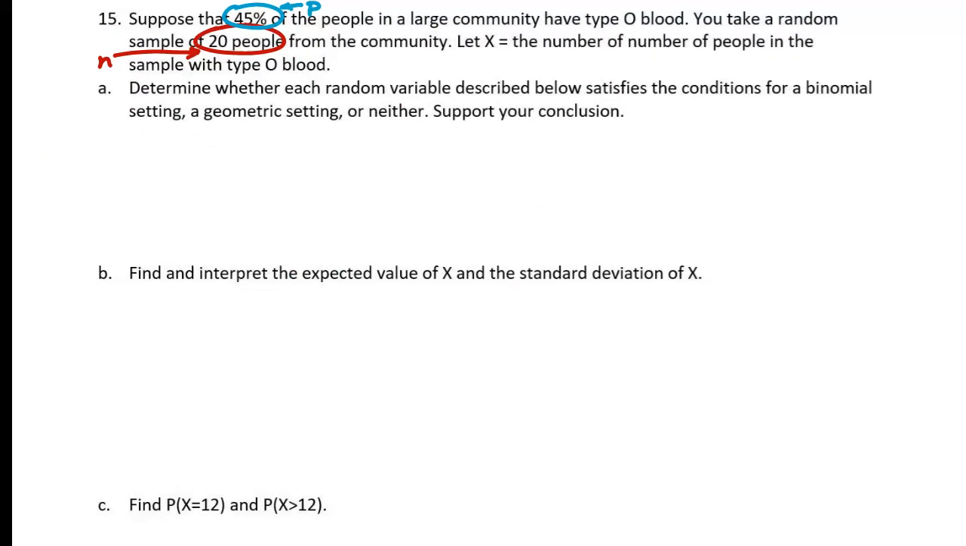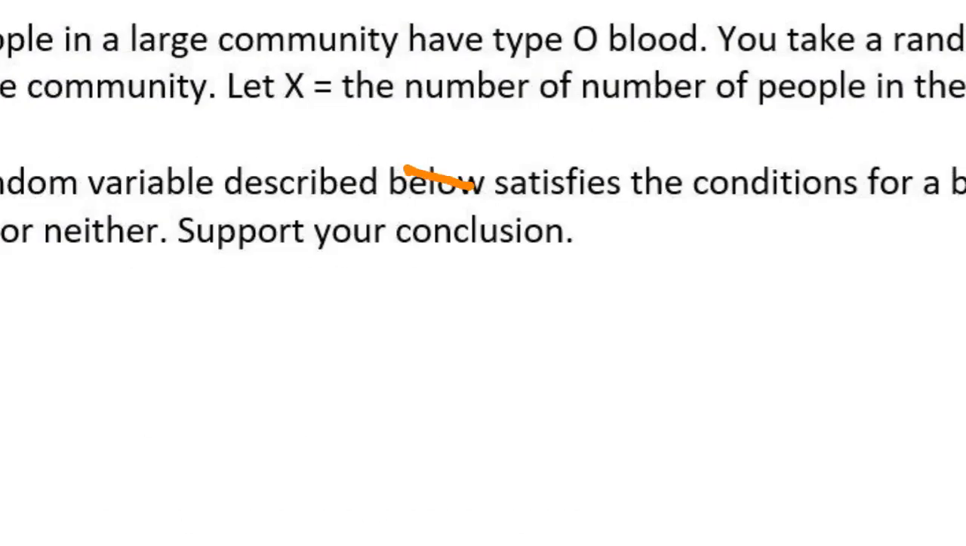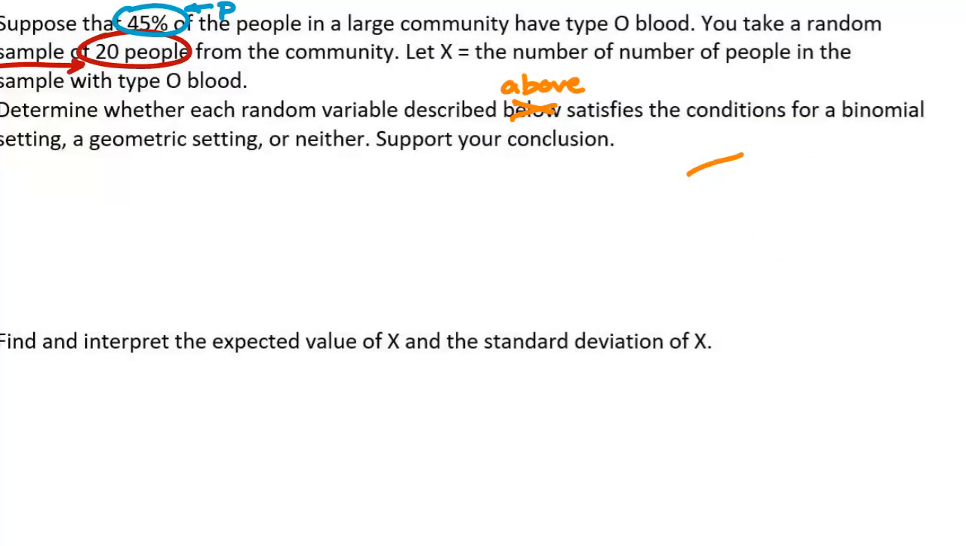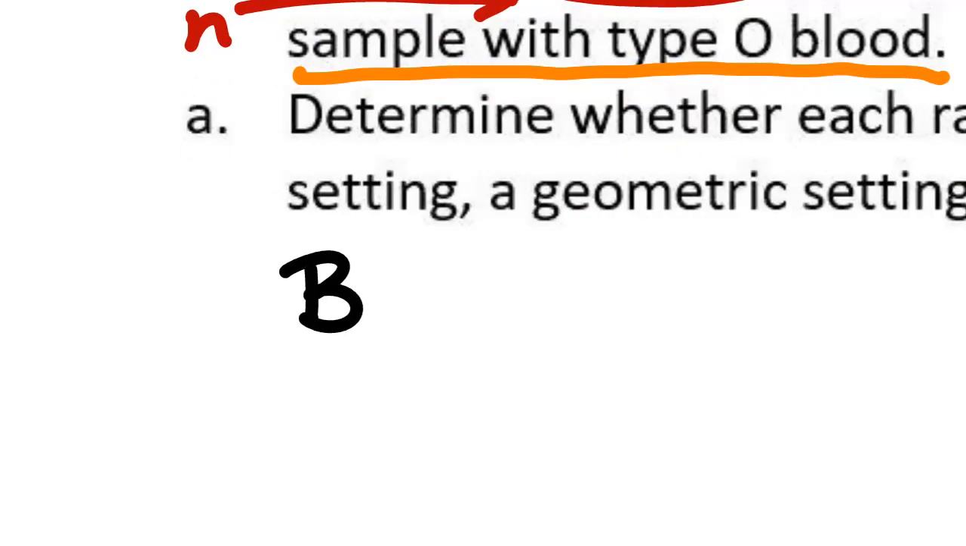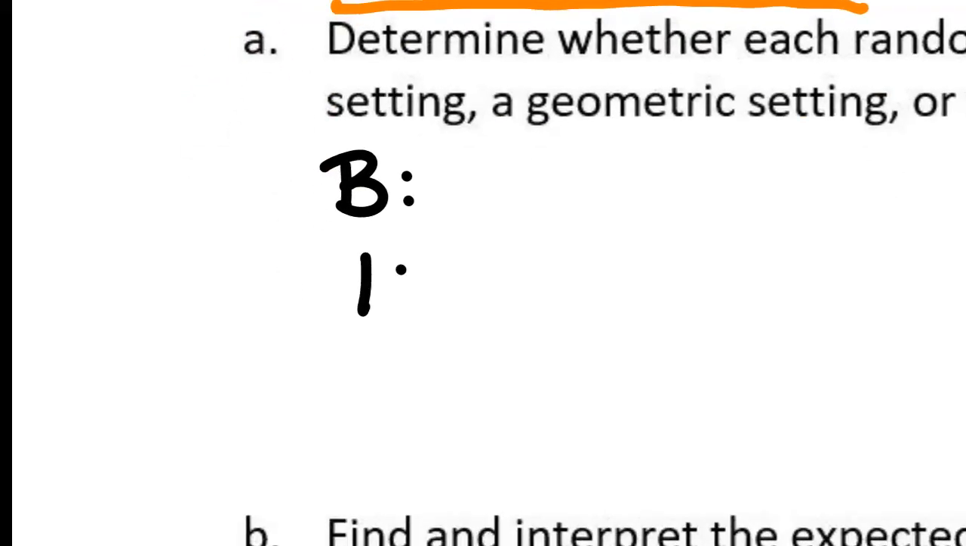Let X equal the number of people in the sample with type O blood. Determine whether each random variable described below satisfies the conditions for a binomial setting, a geometric setting, or neither. Determine whether the random variable described above, because they described our random variable X right here. So we want to determine whether this is binomial, geometric, or neither. So I'm going to use BINS, and I want to see if it meets those conditions.